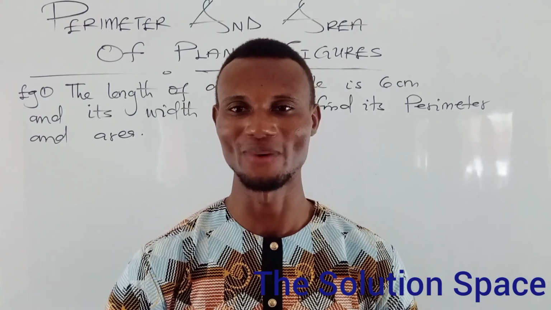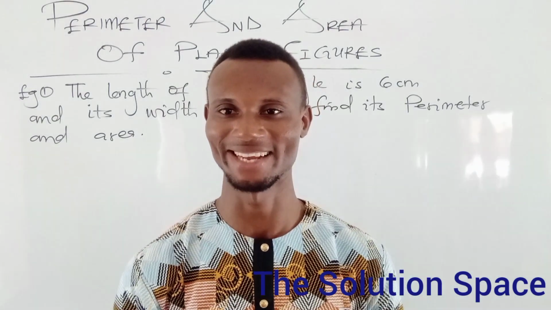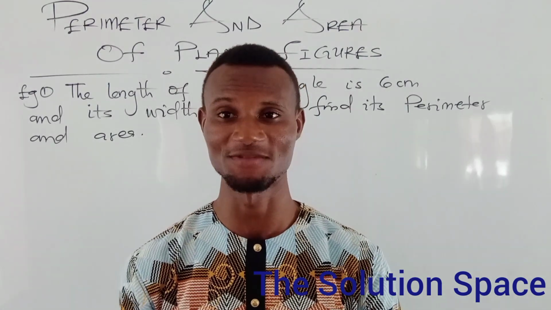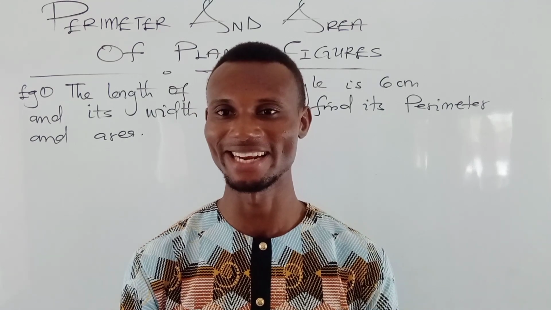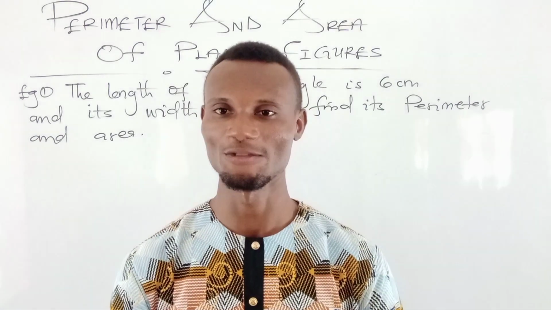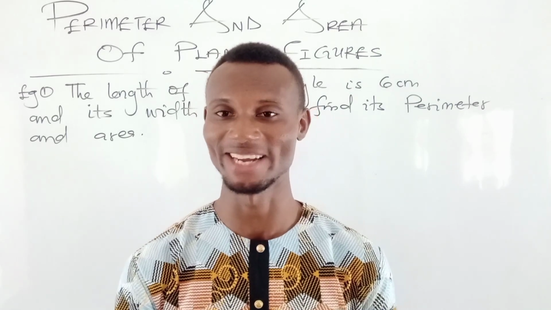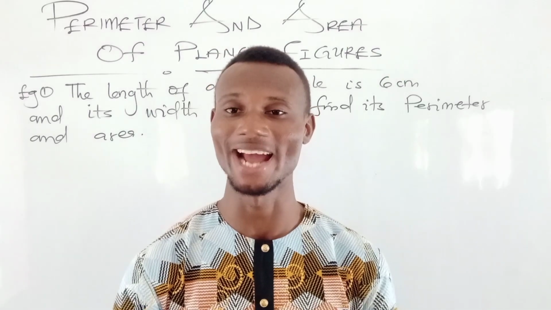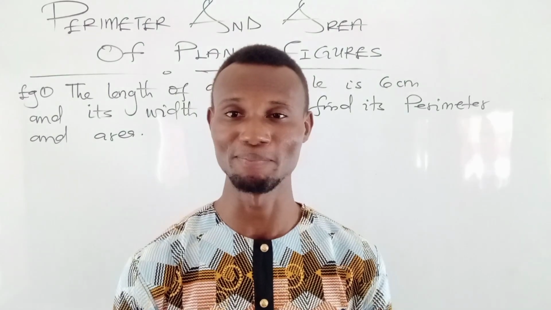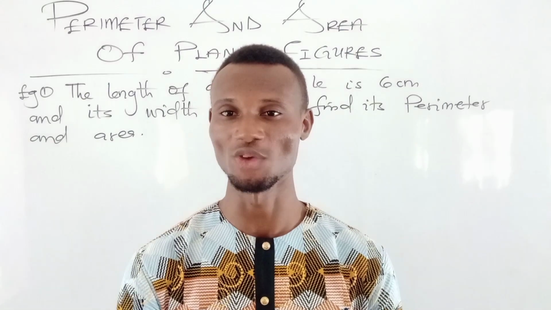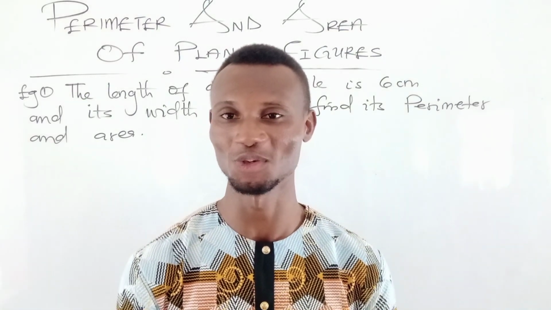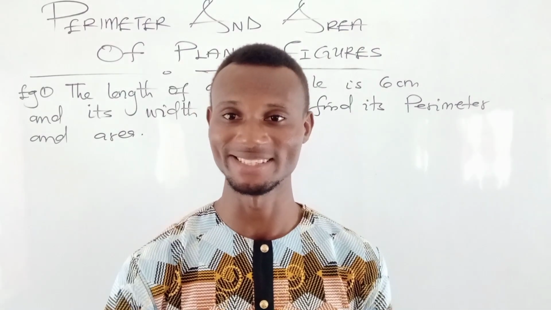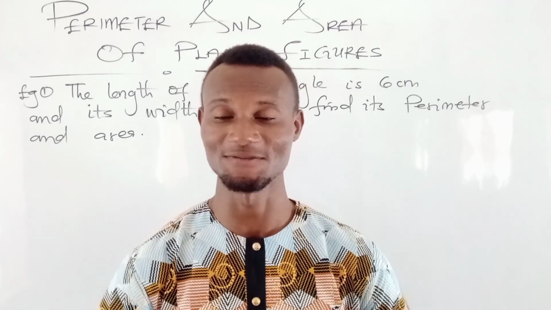Welcome to example 1 on the perimeter and area of plane figures that I started with you in the first video. In the first video, we started learning about the perimeter and area of plane figures, where I did a detailed explanation on everything that you are supposed to know about plane figures. I explained in detail what a plane figure is, and also what we mean by the perimeter of a plane figure, and also the area of a plane figure.